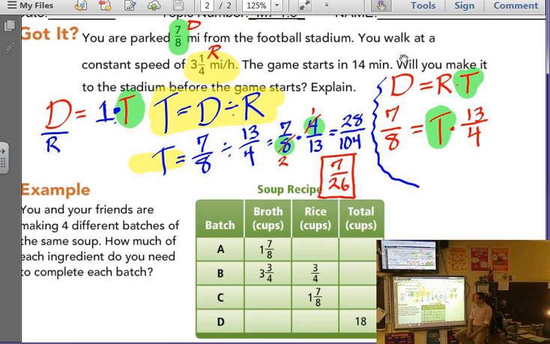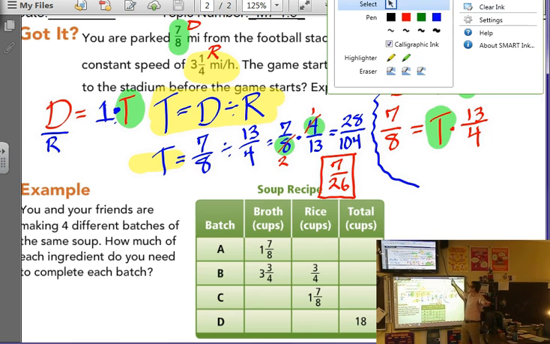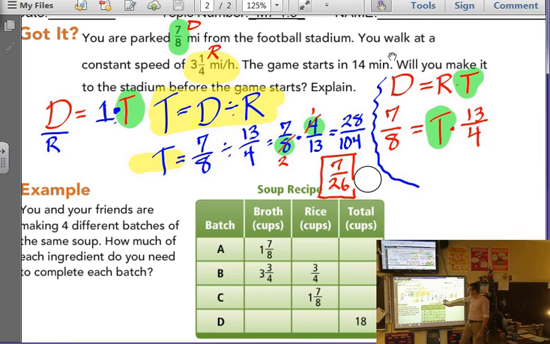But wait, that's 7/26? That's time? It takes 7/26 of an hour? Of an hour. Because your rate was in hours, the time you'll get is in hours. So how do I turn hours back into minutes? Ellie? Not divide by 60. To go down, we multiply by the 60. So 7/26 times 60 gives me 16.15 minutes.